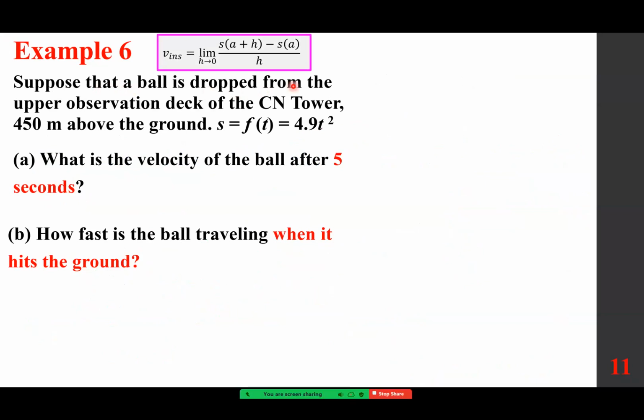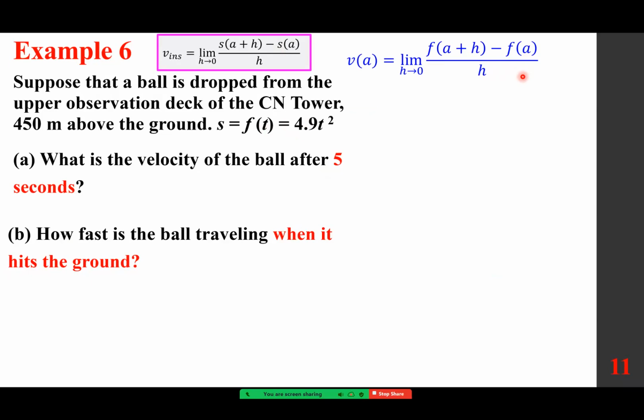Suppose that the ball is dropped from the upper observation deck of the CN Tower 450 meters above the ground, where s equals f of t equals 4.9 t squared. What is the velocity of the ball after 5 seconds? How fast is the ball traveling when it hits the ground? Well, here's the v of the instantaneous class, and we are going to use that with the f function, because this is called f.